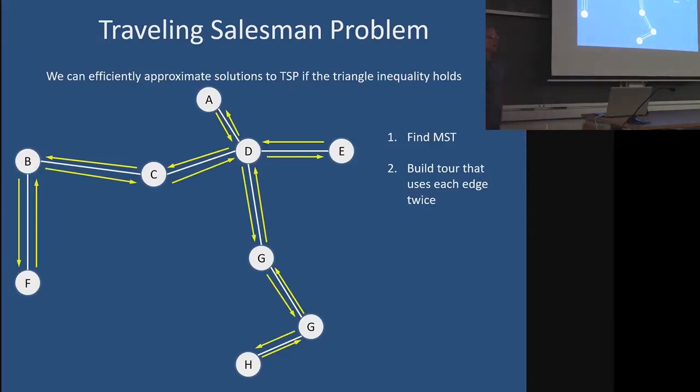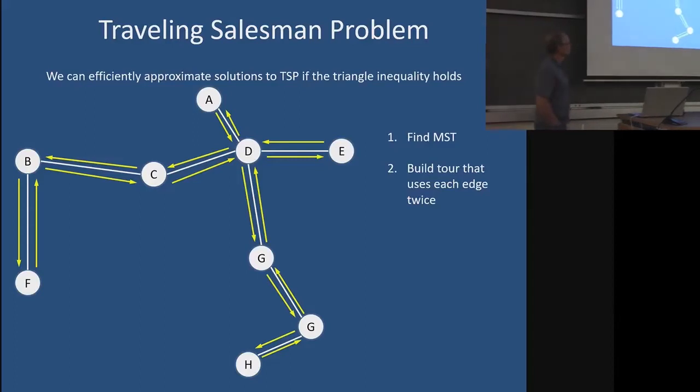Now, what can you say about the length of that yellow tour? It's 2 times the minimum spanning tree. Right, it's twice the length of the minimum spanning tree. So the yellow tour is twice the length of the minimum spanning tree because we used every edge twice. Okay.